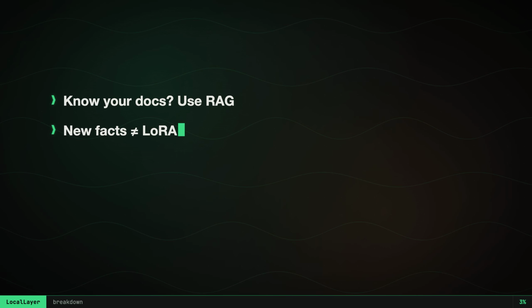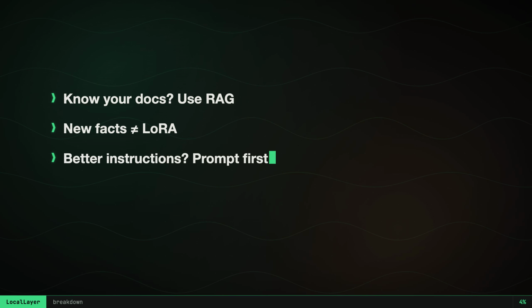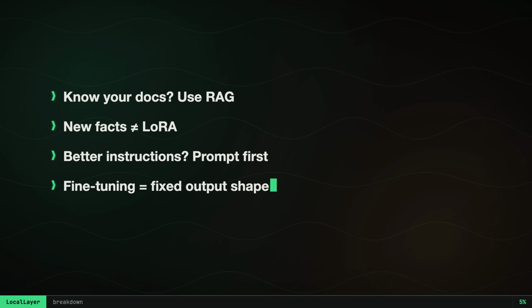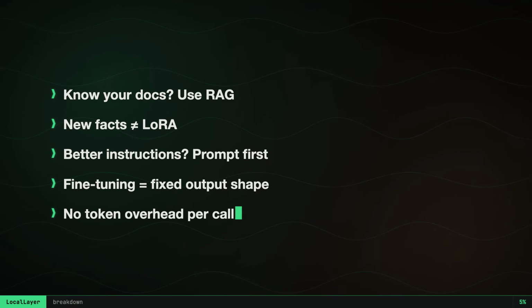LoRA doesn't reliably teach new facts. It bakes in a style, a format, a persona. Want better instruction following? Try prompting first. It's free and reversible. Fine-tuning earns its cost only when you need a fixed, repeatable output shape at inference time, without paying prompt token overhead on every single call.